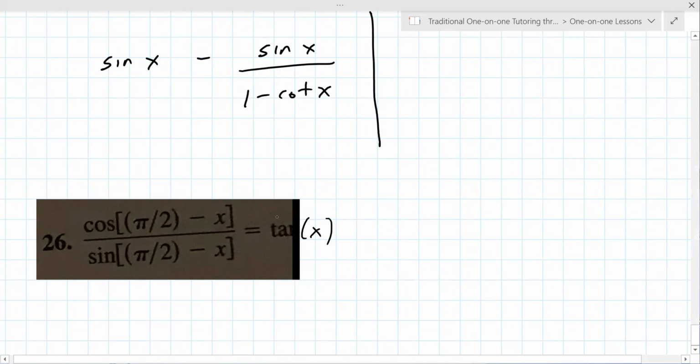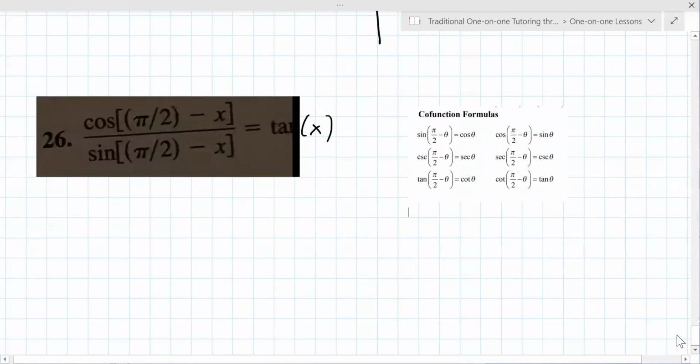Oh, the right hand side is tangent of x. Okay, great. So the first thing, I already know this. It's a really easy problem, because you know something: the cofunction identities. Exactly. So I already know that cosine of pi over 2 minus x is the cofunction. It's just going to end up being sine, and then the bottom will end up being cosine, and that's tangent of x.